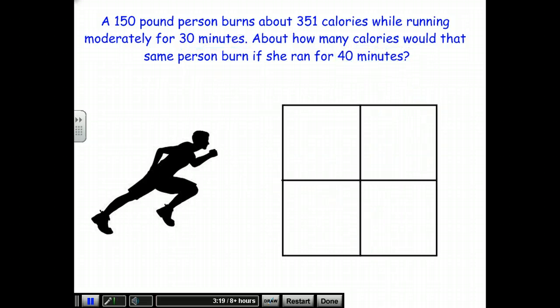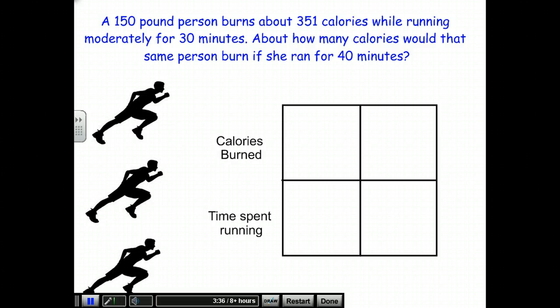So we're going to create this 2x2 table to organize our information for us. At least this is the way that I'm going to do it. I want to organize the information in a way that I can see what's going on and how it relates to each other. So the first thing I'm going to do is have our top row be our calories burned, and our bottom row be the time that we spent running.